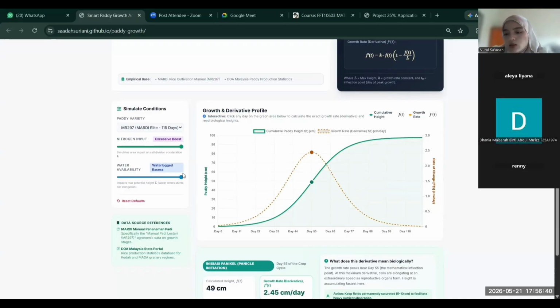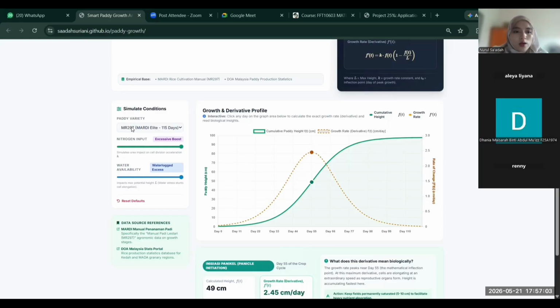And the water availability is waterlogged excess. The mechanism is that it artificially distorts the maximum potential height. And the danger is that excessive and permanently deep flooding suffocates the root system by cutting off the oxygen supply. This stunts root growth and prevents the plant from extracting soil nutrients efficiently, diminishing total yield.